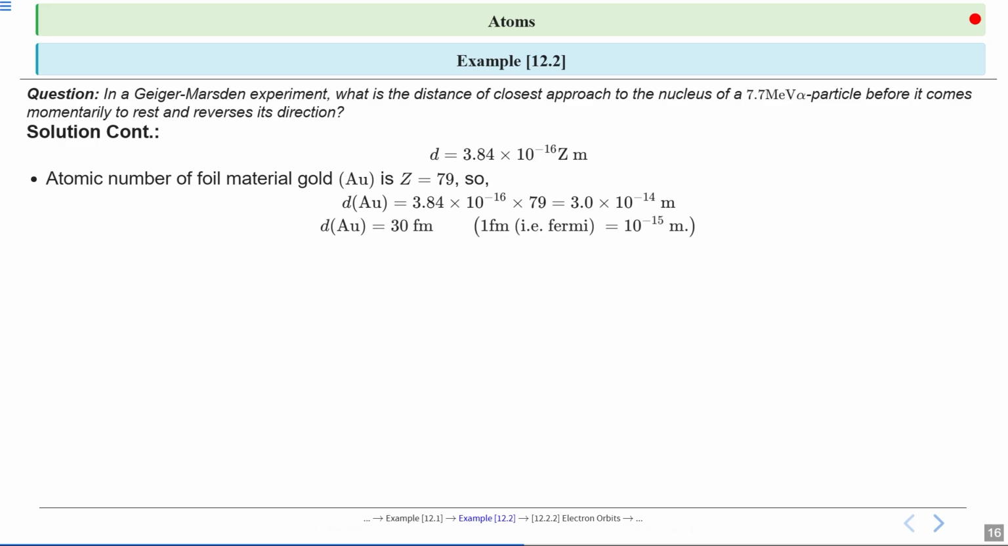So to make this value more meaningful, we convert meters into femtometers. It will become 30 femtometer, or we can say 30 Fermi. 1 femtometer is called a Fermi also. The Fermi is commonly used in nuclear physics to describe distances on the scale of atomic nuclei.